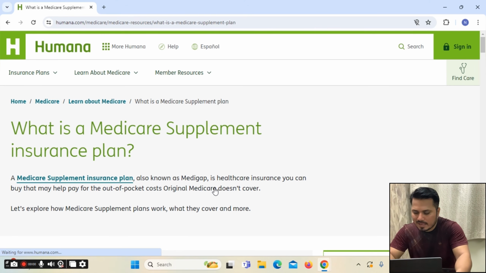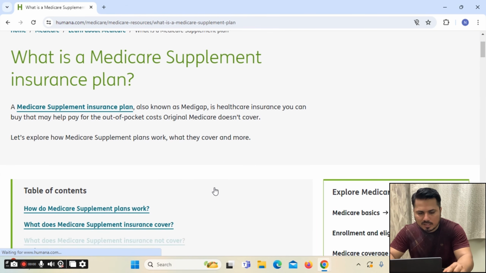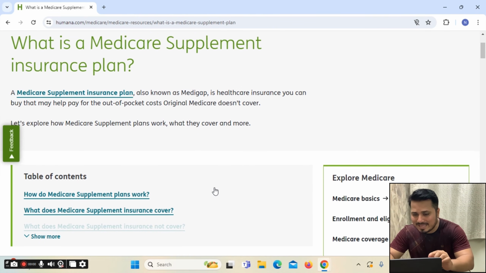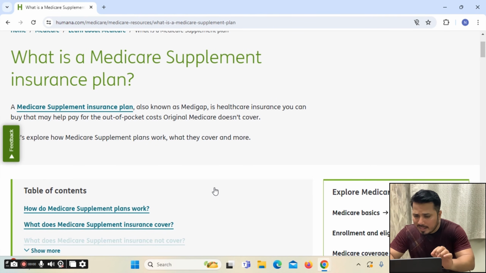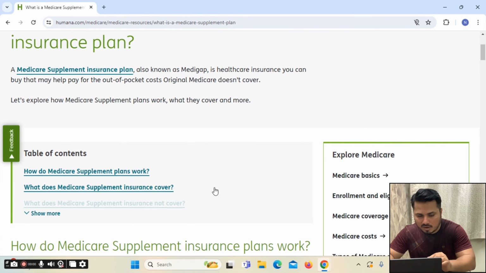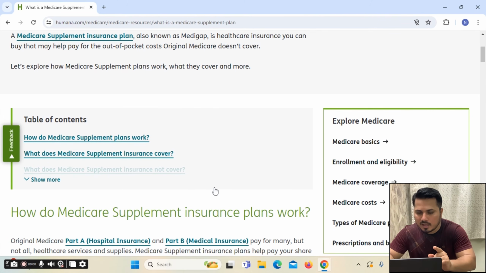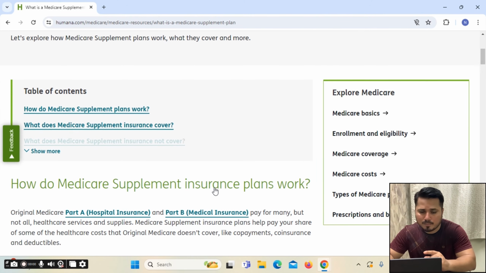What is Medicare supplement insurance? A Medicare supplement insurance plan, also known as Medigap, guys, is healthcare insurance you can buy that may help pay for the out-of-pocket costs original Medicare doesn't cover. Let's explore how Medicare supplement plans work, what they cover, and more.